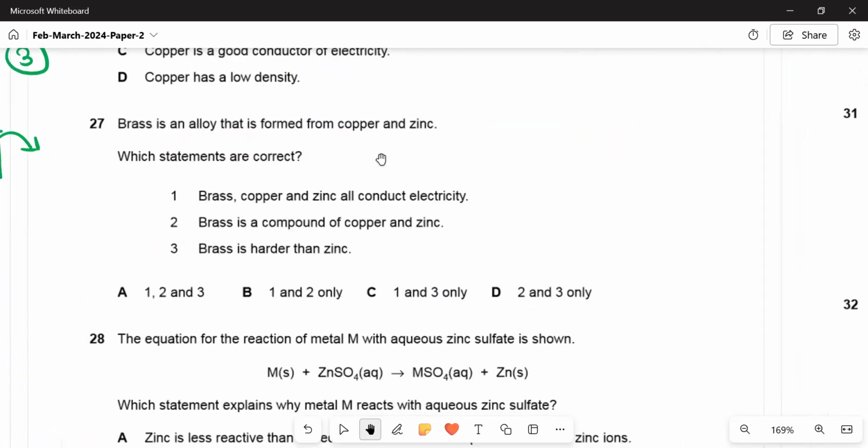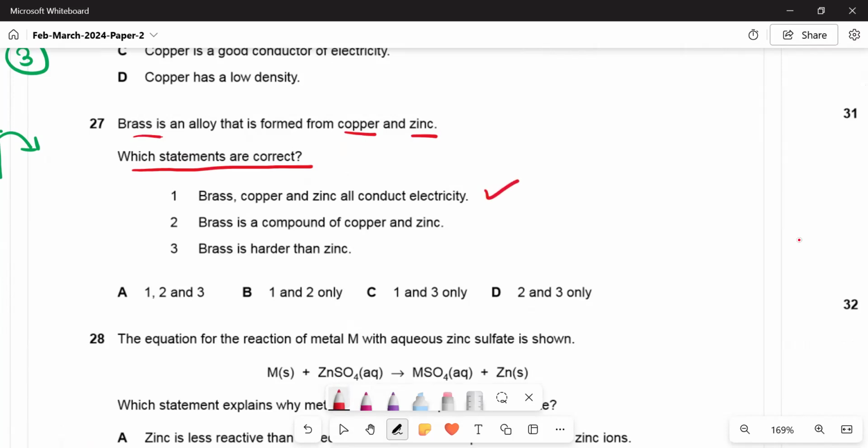Next, brass is an alloy that is formed from copper and zinc. Which statements are correct? Now, brass is an alloy of copper and zinc. So which statements are correct? Brass, copper, and zinc all conduct electricity. Yes, they all conduct electricity. Brass is a compound of copper and zinc.